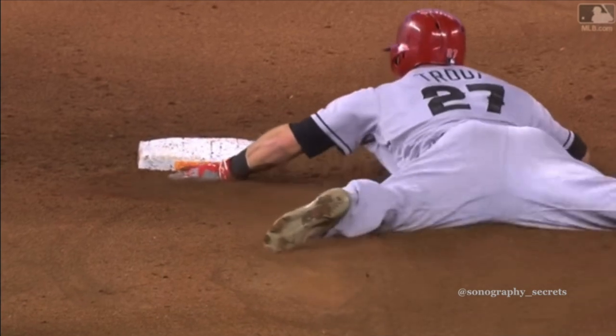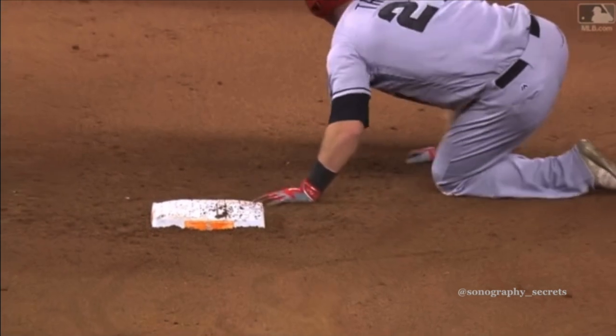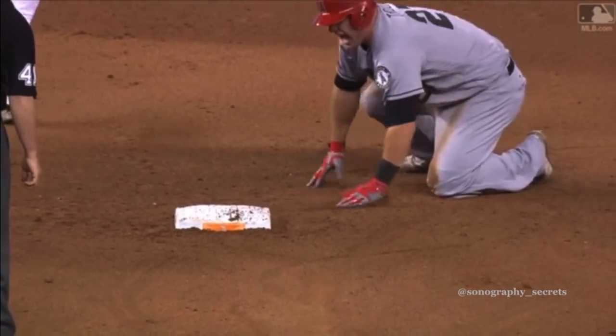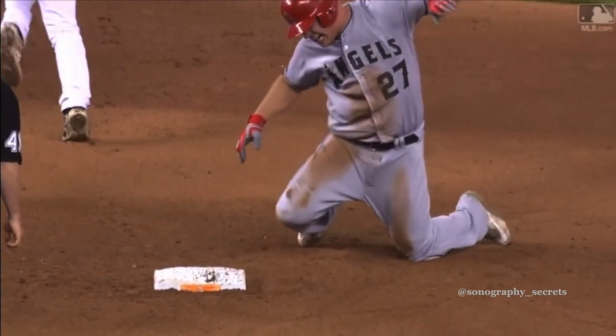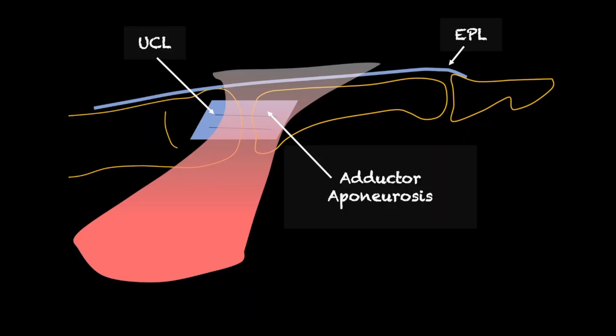Now, this is Mike Trout from the LA Angels. So as he slides into second base, he gets his thumb caught on the plate. He has a hyperextension and hyperabduction injury of his thumb. He has an injury to the UCL. Now, what makes a UCL injury a surgical injury is the presence of a Stener lesion.